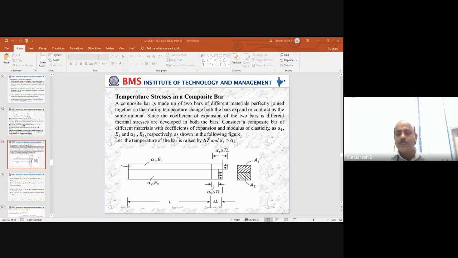Anything, my dear students? Any clarification? Because this is a very important conclusion in the analysis of temperature stresses in a composite bar. Even if you have a small or simple doubt, please clarify. This is very important. You should be in a position to understand which bar will be subjected to a compressive stress and which is subjected to a tensile stress.